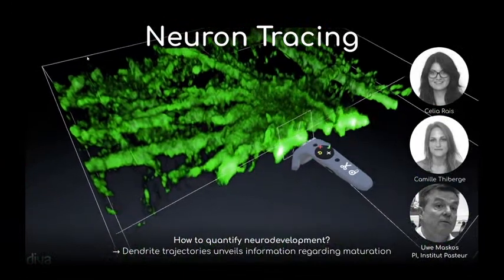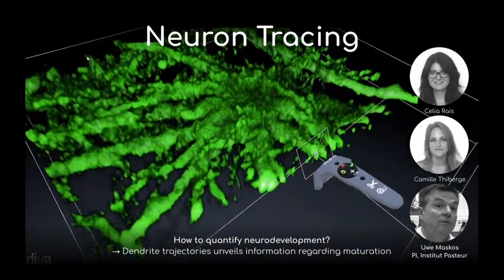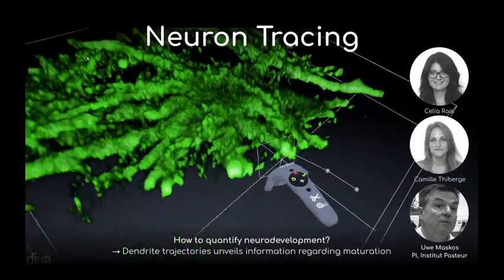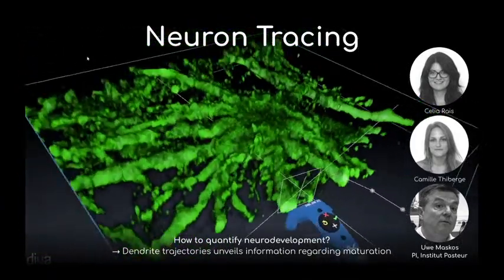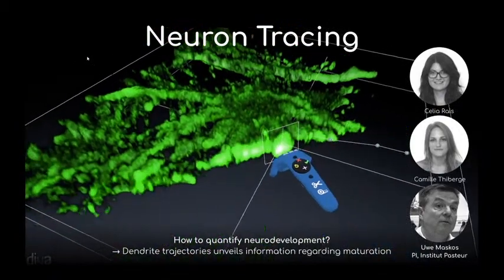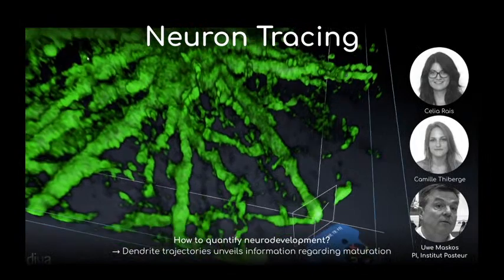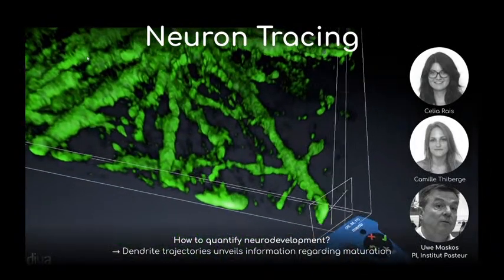In collaboration with the group of Uwe Maskos at the Institut Pasteur, one of the questions that DIVA can help in answering relates to neuron tracing. Specifically, by tracing individual dendrites in virtual reality, we can gather information that allows us to quantify neurodevelopment and helps us answer questions related to neuron maturation.